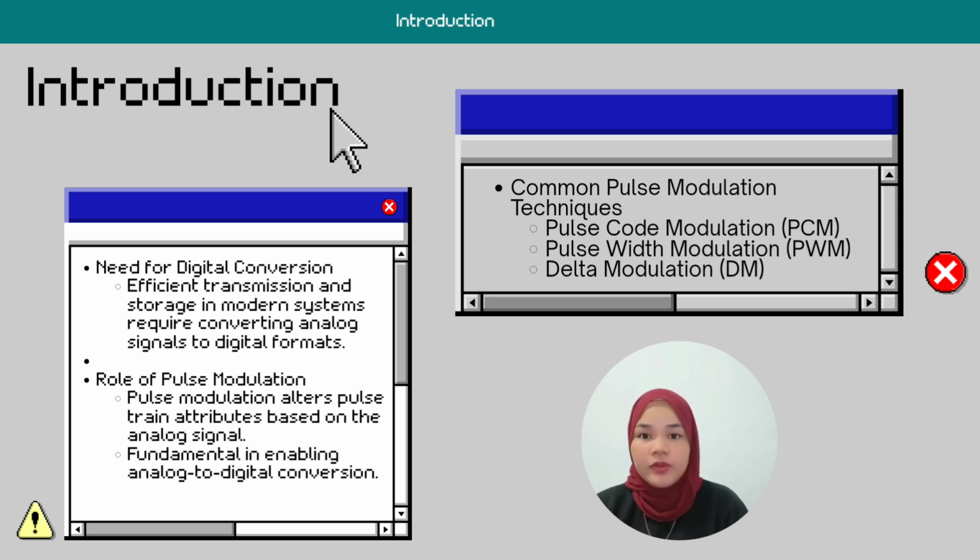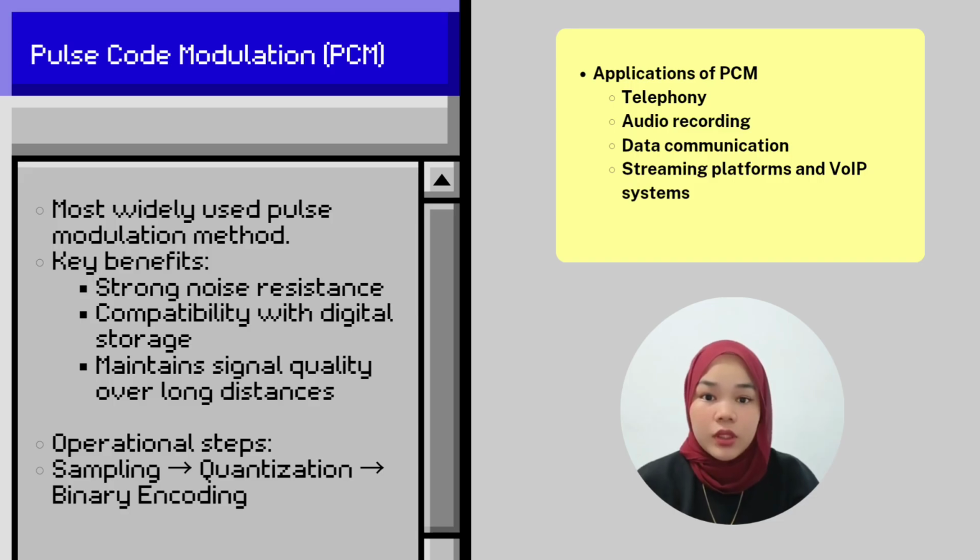There are a few common types of modulation techniques, which are pulse code modulation (PCM), pulse width modulation (PWM), and delta modulation (DM). Among all these techniques, PCM is the most widely used. It offers strong resistance to noise, works well with digital storage, and keeps the signal quality stable even over long distance. PCM works through three main steps.